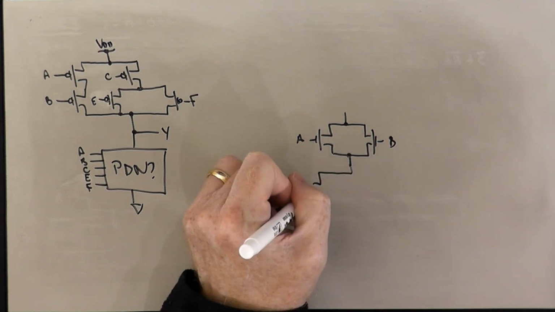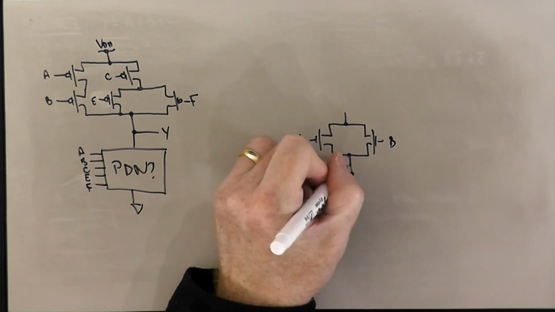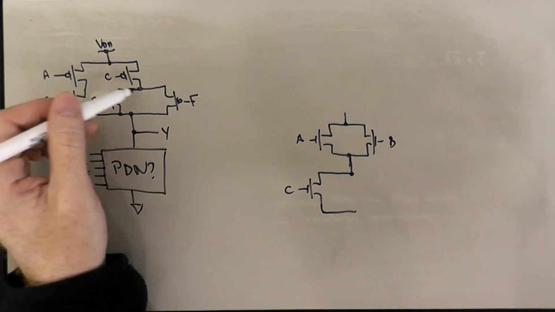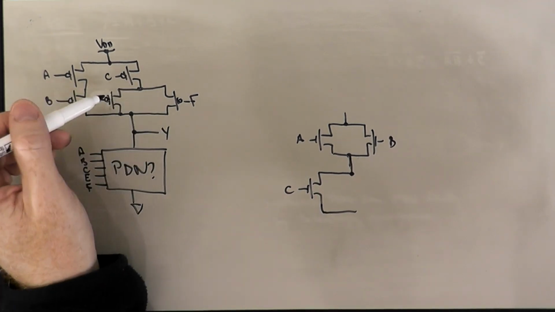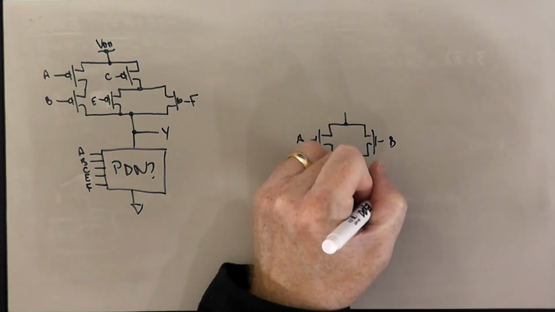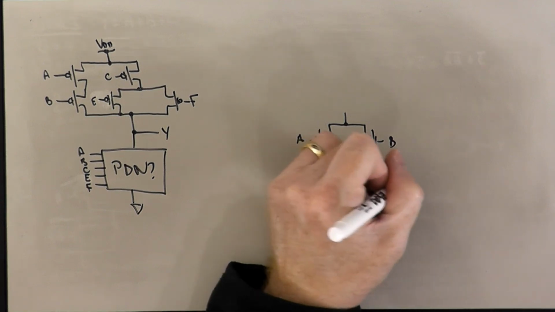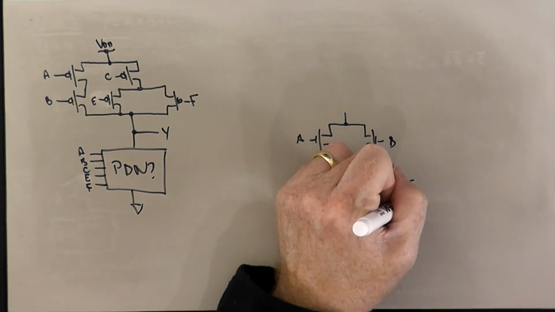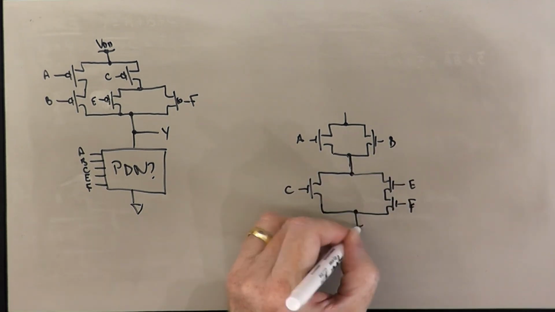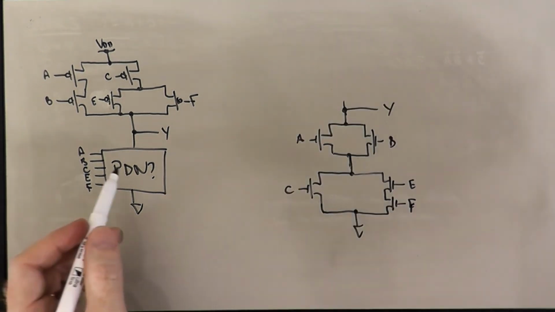All right, so here's the C thing. That's in parallel with the thing that corresponds to E and F. Well, E and F are in parallel here, so they're going to have to wind up being in series over here. So here's E and F. So here's the pull-down network.